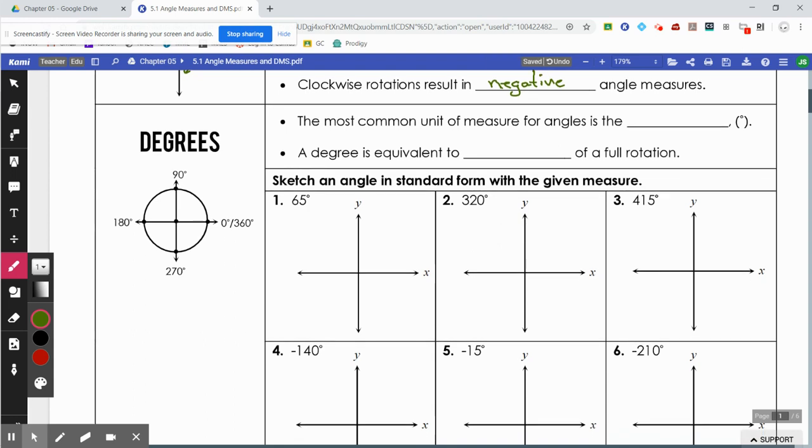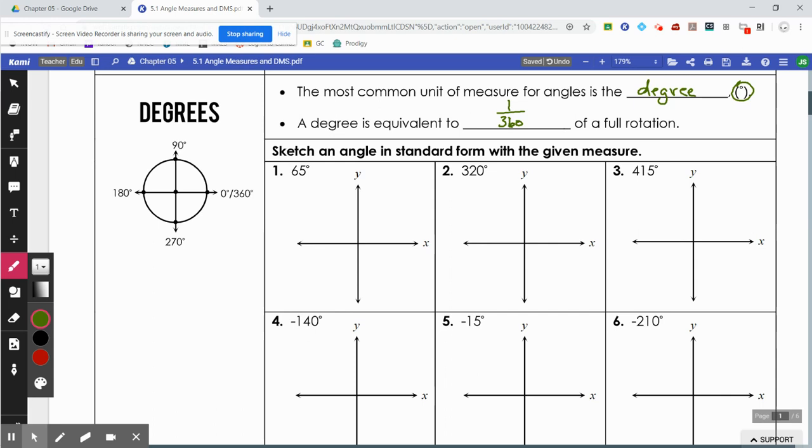The most common unit of measure for the angle is called the degree, and we all remember and know the symbol for degree. A degree is equivalent to 1/360th of a full rotation. So here you see the degree measures. If you start here, that's a 0-degree angle. If you rotate to here, that'd be a 90-degree. Rotate to here, that's a 180. Rotate around to here, that's 270. And then one full rotation we know is 360 total degrees.